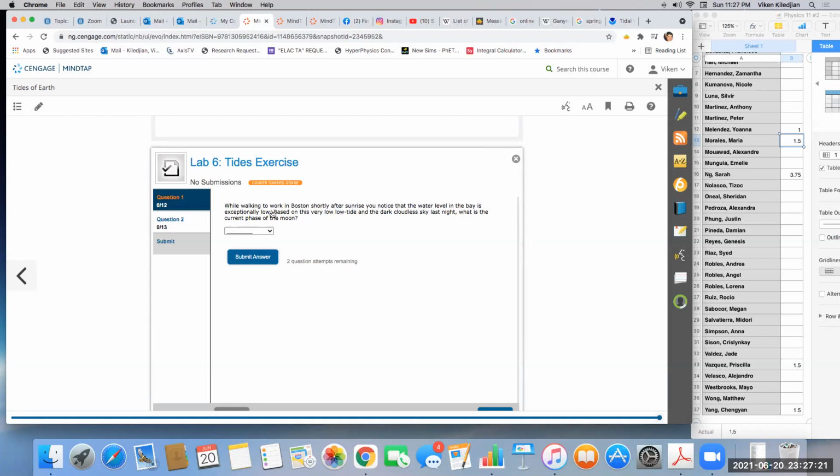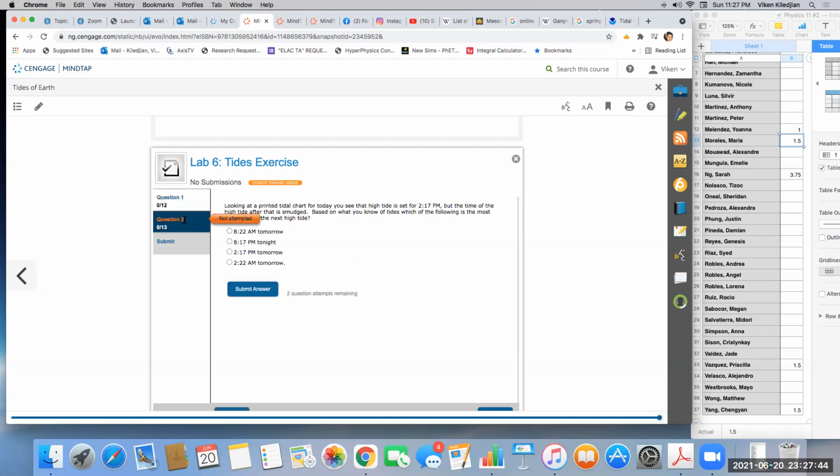When it's got like 8, 9, or 10 questions, then we just take the whole thing, and especially when it's something like the first lab where you're doing the same kind of questions like scientific notation over and over again. So we just take the picture of the final result. But these are like different kind of questions. So looking at a printed tidal chart, okay, so again, take a picture of your result for that.